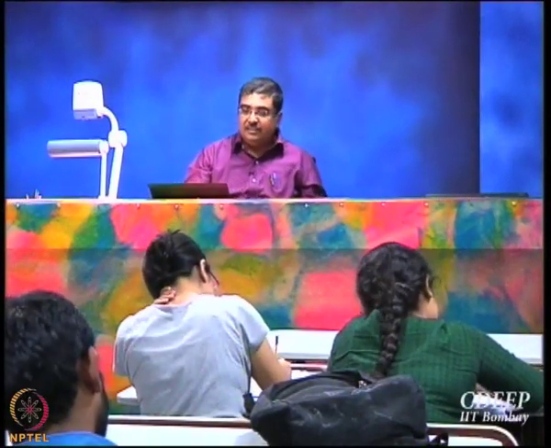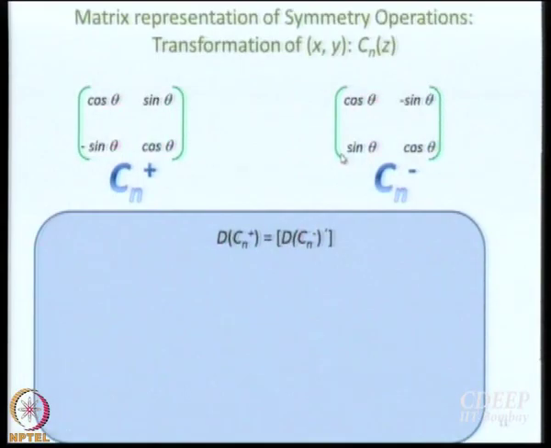Do you see this? Cos theta, if you want to transpose, take the minus sin theta here, and then this sin theta should come here, and this cos theta remains where it is, okay. So these are transpose of each other. Question? Answer? Okay. We will get more answers as we go along.